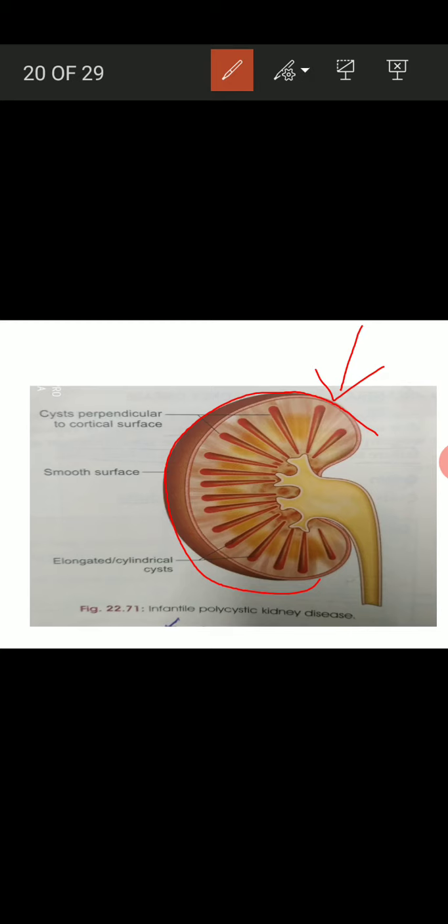In infantile polycystic kidney disease, here the cysts are cylindrical in shape. These are the cysts, and these are cylindrical, radiating from the medulla to the outer cortex. Unlike adult polycystic kidney disease, where the cysts are spherical and distributed throughout the cortex and medulla.